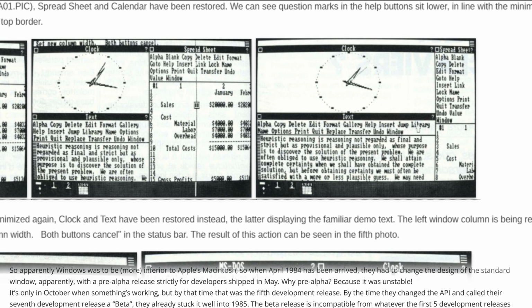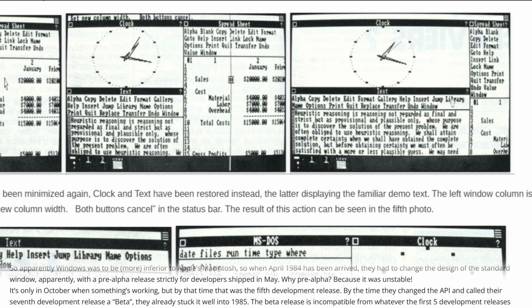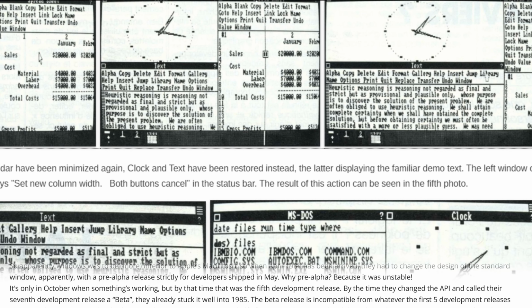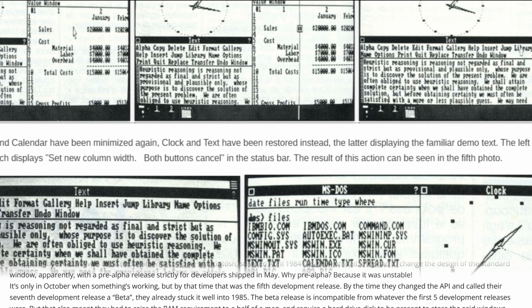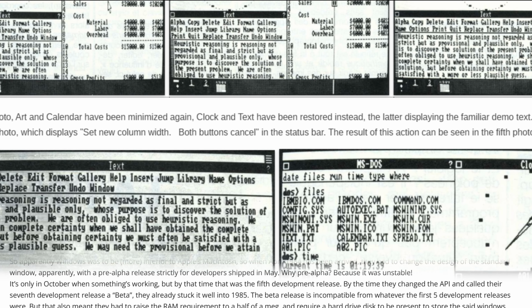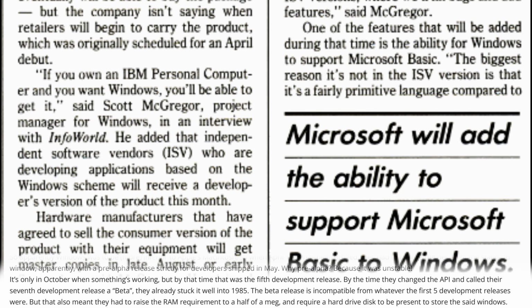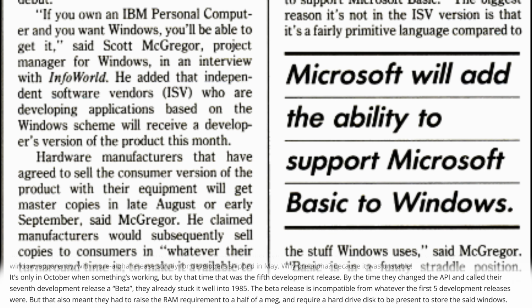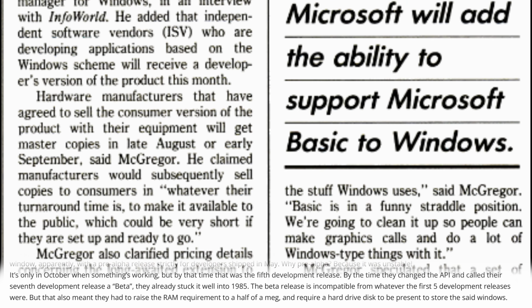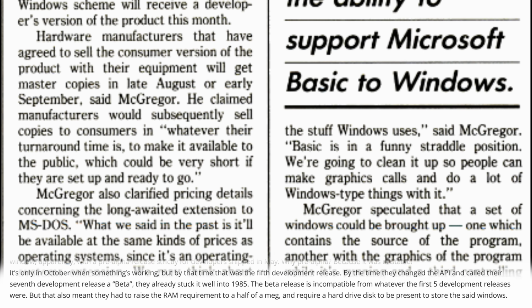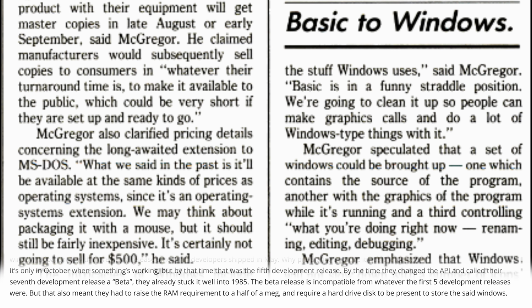So apparently Windows was to be inferior to Apple's Macintosh. So when April 1984 arrived, they had to change the design of the standard window, apparently, with the pre-alpha release strictly for developers shipped in May. Why pre-alpha? Because it was unstable. It's only in October that something's working, but by that time that was the 5th development release.